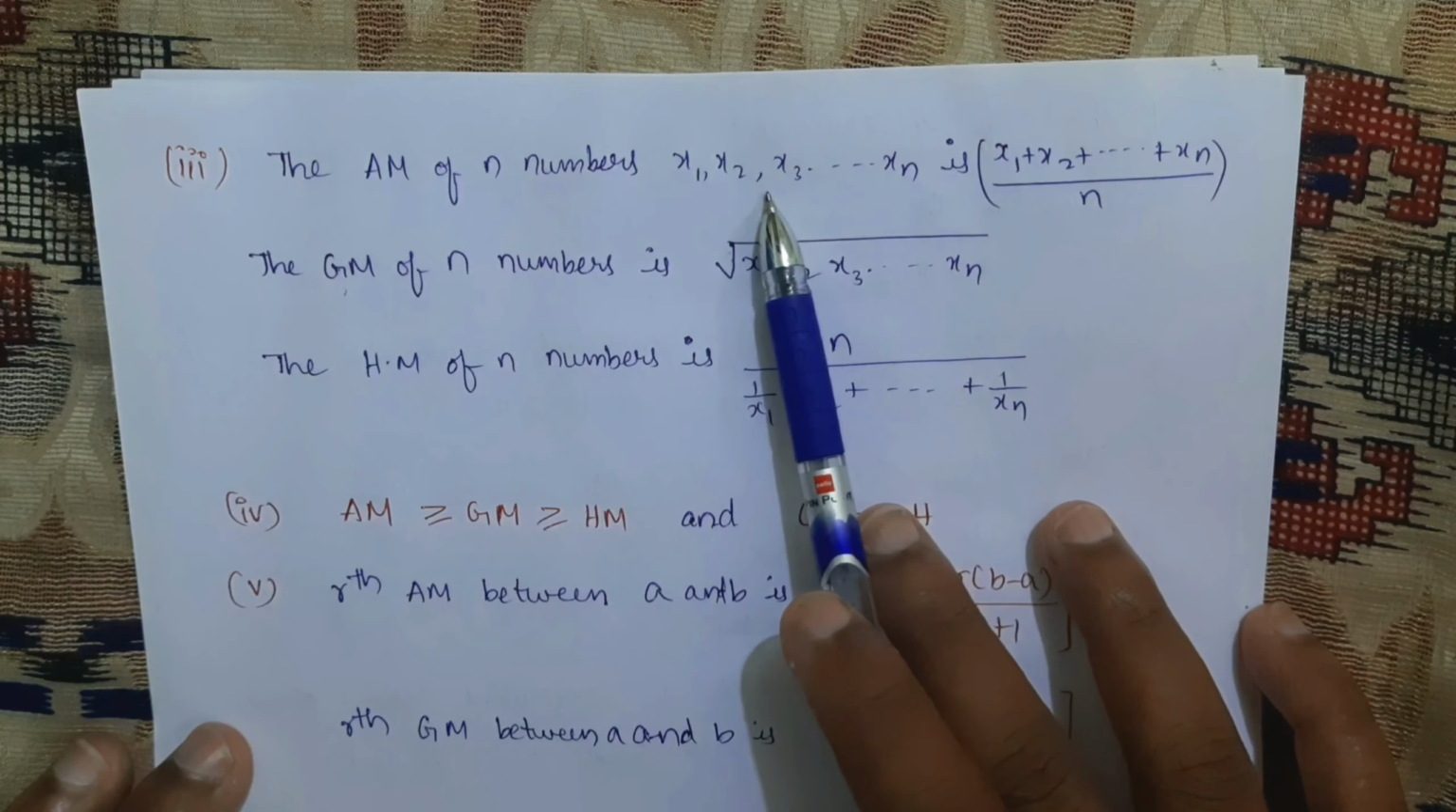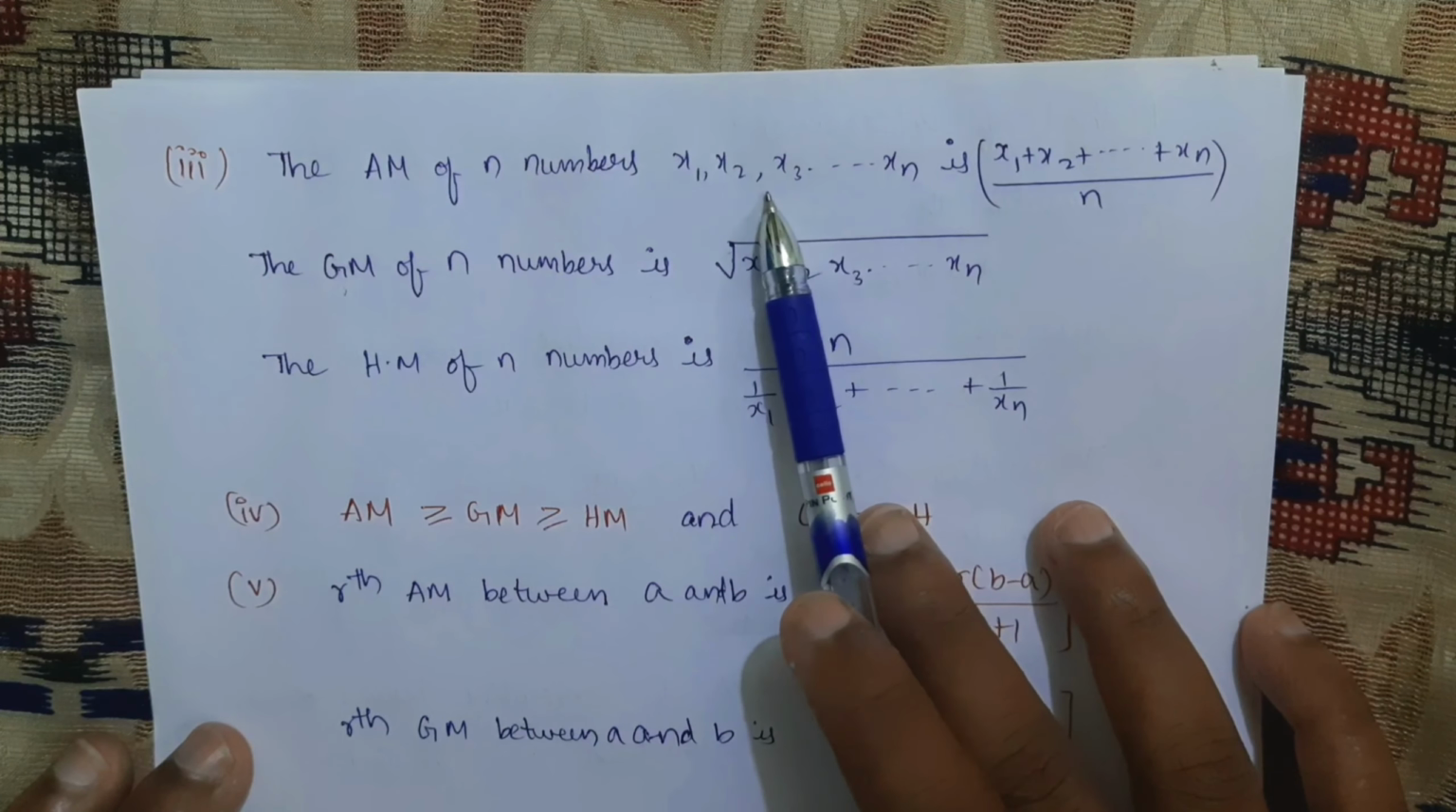The rth AM between A and B is A plus R into (B minus A) by (n plus 1). For GM, it is A into (B by A) power R by (n plus 1). For HM between A and B, the rth term is (n plus 1) by [(n plus 1) into 1 by A plus R into (1 by B minus 1 by A)]. Okay, these are the three formulas you need to remember.